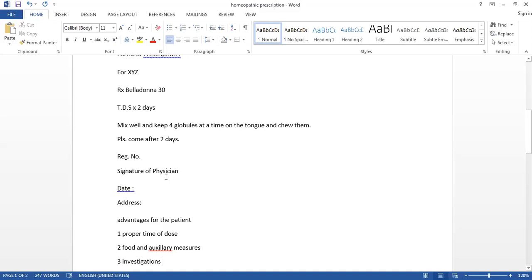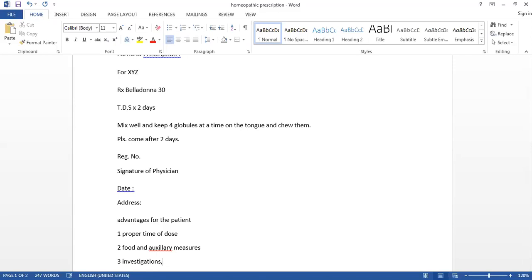Now what precautions should you take while writing this prescription? Each line should begin with a capital letter. Just see here, M is capital, T is capital, P is capital. So all these letters should be capital. Second, the name of the medicine and its potency should be written first, and then the name of the vehicle and quantity. If I had been instructing the pharmacist, I could add here: give in aqua distilla or alcohol or anything.